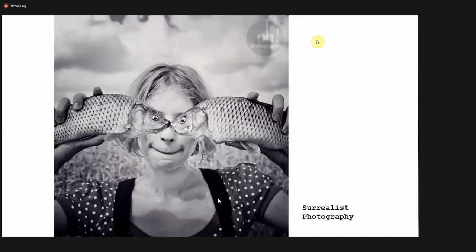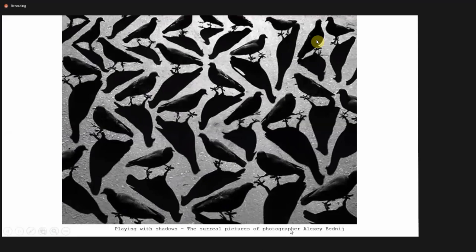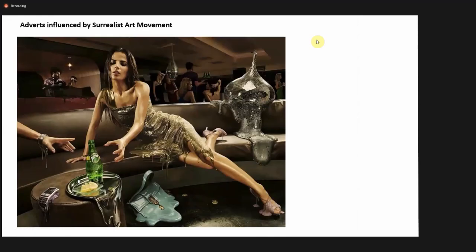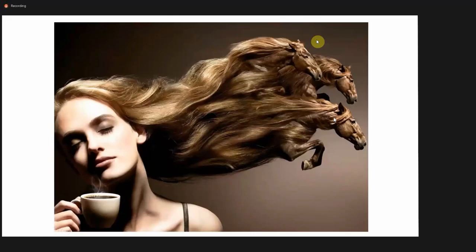Surrealist photography. See this one? This is also another movement that spread in different art forms. Playing with shadows, surreal pictures of photography. Alexei Benji. Advertisements, you may have seen this. This is inspired by or influenced by the surrealism art movement. Look at this. There's another one. See?